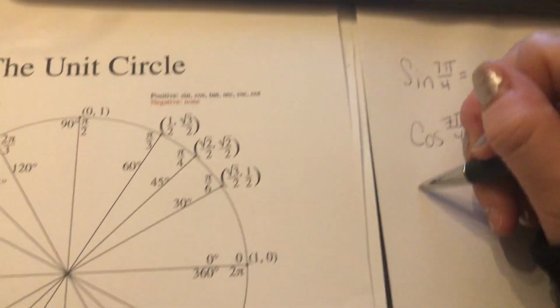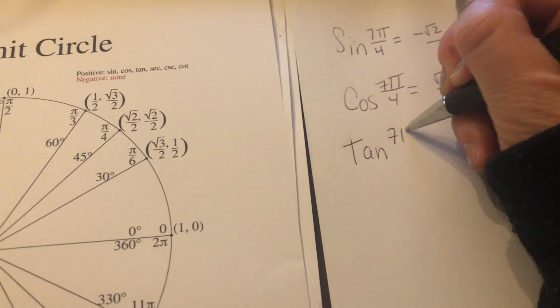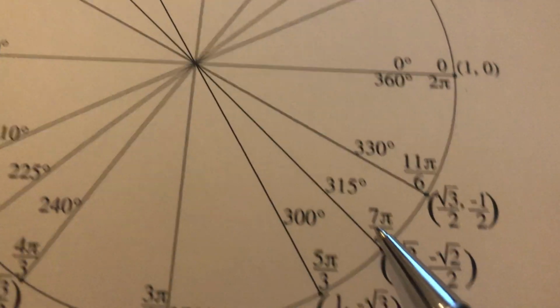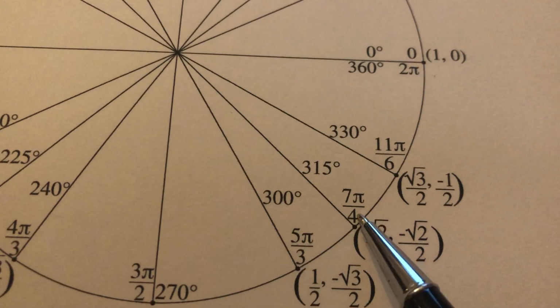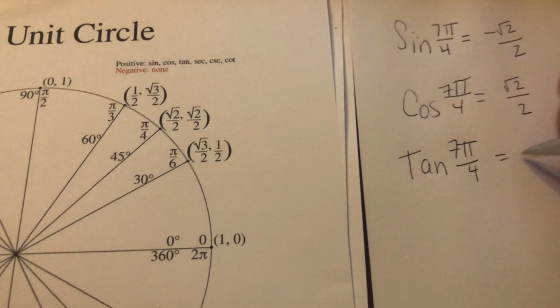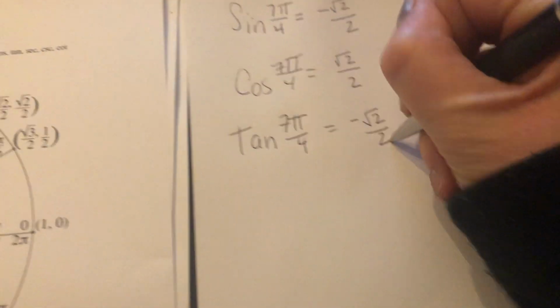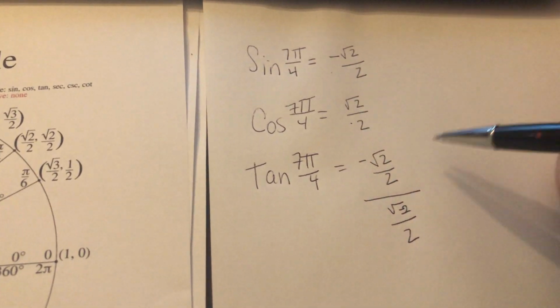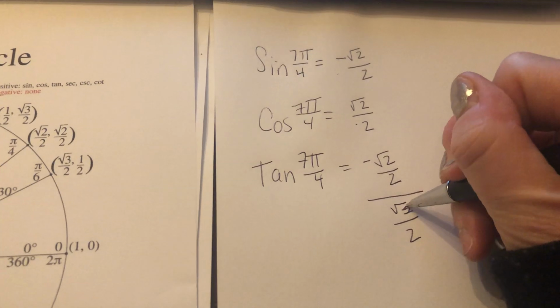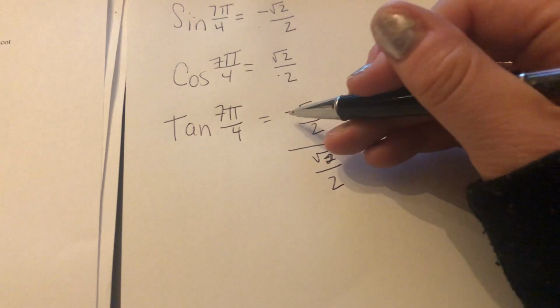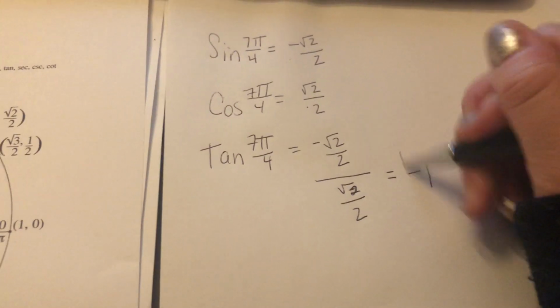Now my tangent of 7 pi over 4. Remember, tangent is sine over cosine, or y over x. So negative radical 2 over 2 over positive radical 2 over 2. It's sine over cosine, and anything over itself is 1, so this is equivalent to negative 1. So the tangent of 7 pi over 4 is negative 1.